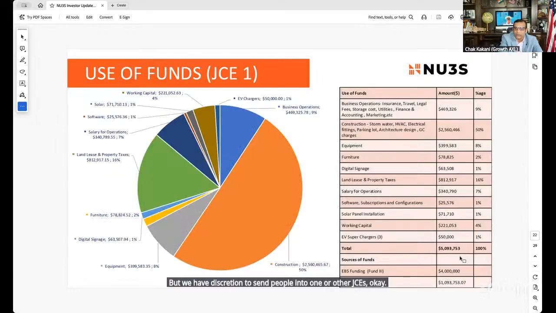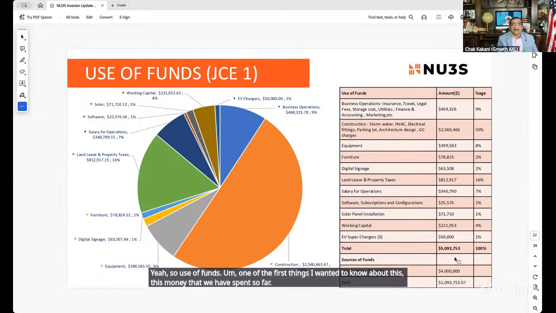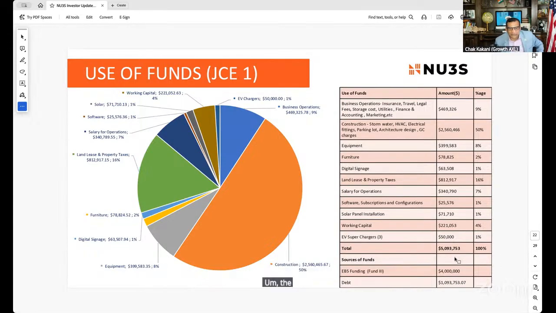Yeah, so use of funds. One of the first things I wanted to know about this money that we have spent so far, the 7.5 million or so, is that it is founders funded first, okay? I wanted to know this. And preferred debt from our network.